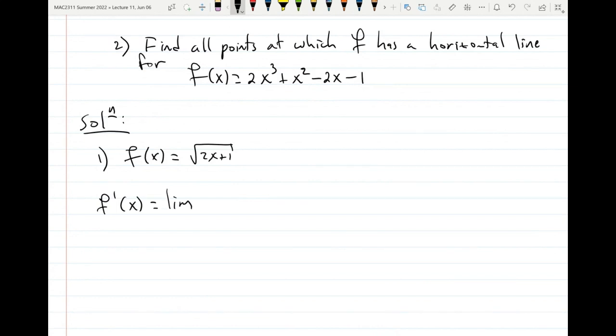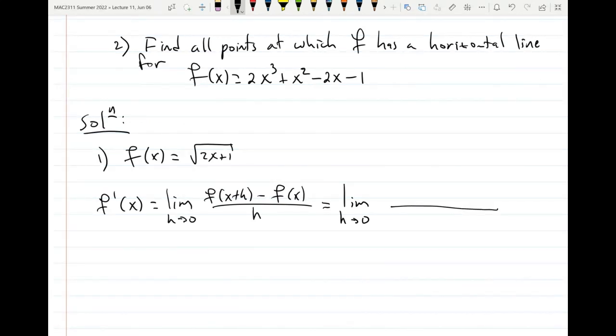So what's the definition? That's the limit as h approaches 0 of f of x plus h minus f of x over h. So the first thing that you have to be able to do is to actually evaluate this correctly. In other words, plug in correctly into the function. So I want you to tell me what I should write next. Limit as h approaches 0 of what? What goes in the top? Who can tell me? First term, what is it? The square root of 2x plus 1 plus h. You mean this? Like that? Minus square root of 2x plus 1.